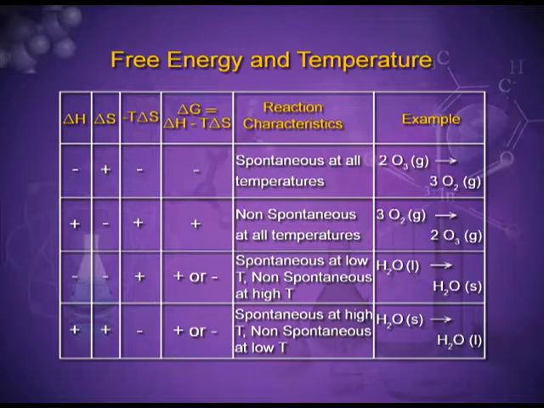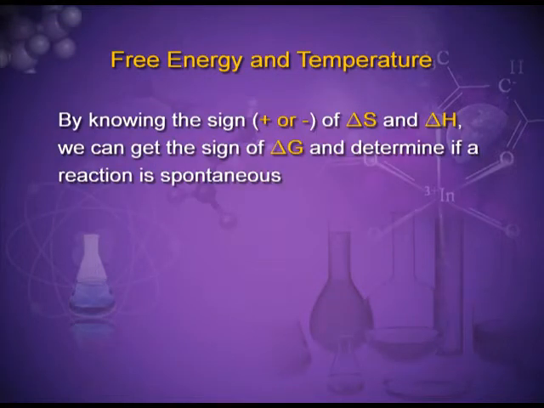If delta H is negative and delta S is also negative, then the process is spontaneous at low temperature but non-spontaneous at high temperature, because the sum total should be negative. The fourth case: delta H is positive and delta S is also positive. Then it is spontaneous at high temperature and non-spontaneous at low temperature. So by knowing the sign of entropy and enthalpy change, we can find out the sign of delta G.